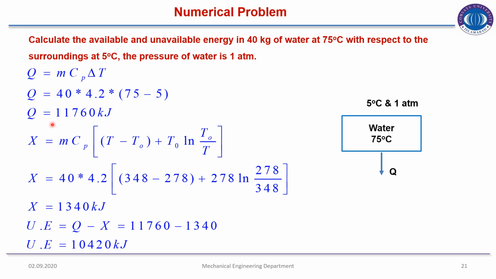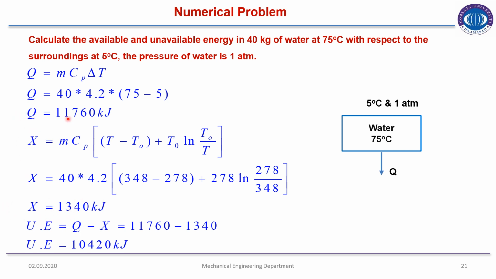So the value of Q is 11760 kilojoules, and here we are calculating the exergy value. This relation we have already derived: m Cp (T minus T naught minus T naught natural log of T over T naught). Here T is the temperature of water and T naught is the temperature of the surrounding. When we plug in the values, the value of exergy is 1340 kilojoule.